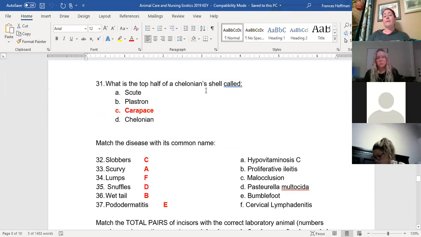The top half of the chelonian shell is called the carapace. Remember, the bottom is the plastron, and each little segment is going to be a scute.